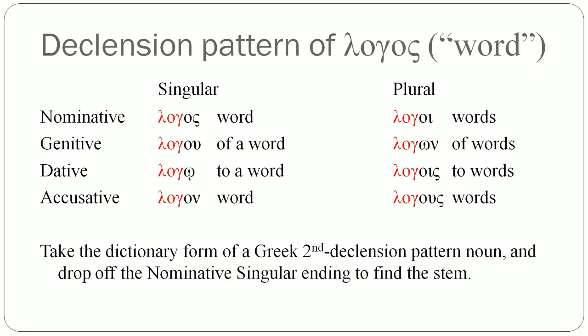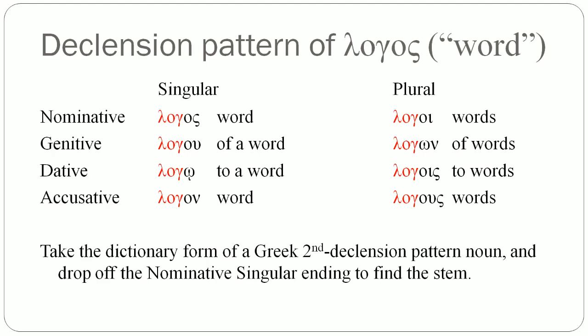Now here I've highlighted in red the noun stem. To find that, you're just going to drop off the nominative singular ending, omicron sigma, and you're left with your noun stem. Notice that does not change. I've highlighted it in red, and that never changes. It's always lambda, omicron, gamma, log.